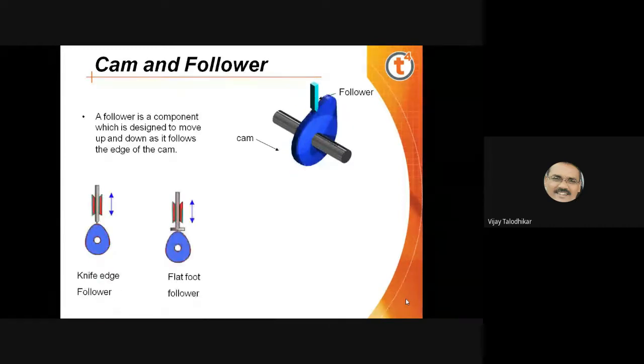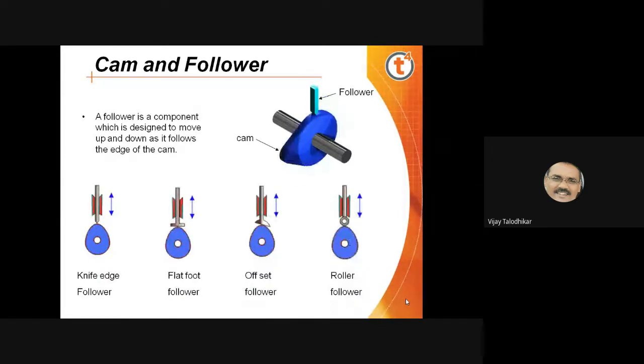Now see, the second component is called the follower. Followers are designed to move up and down, and the edge of the follower has to touch the surface of the cam. So the follower can be classified as a knife edge follower, a flat face follower, third an offset follower, and the fourth one a roller follower.